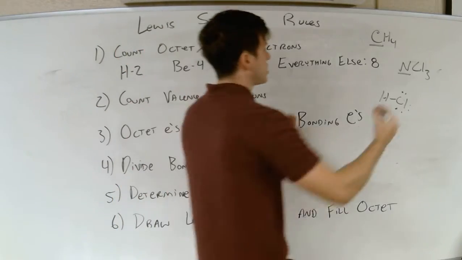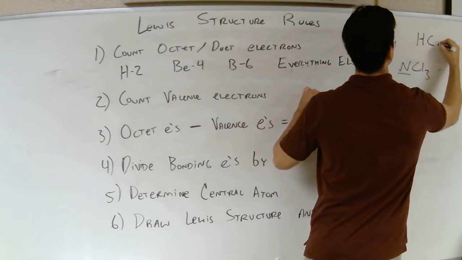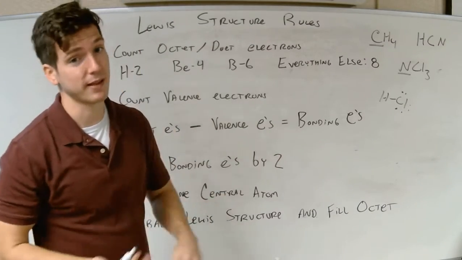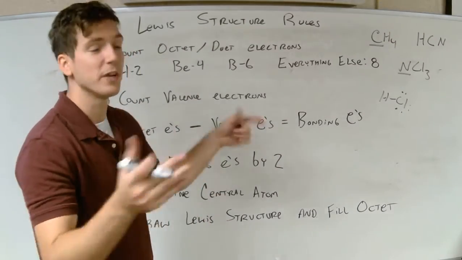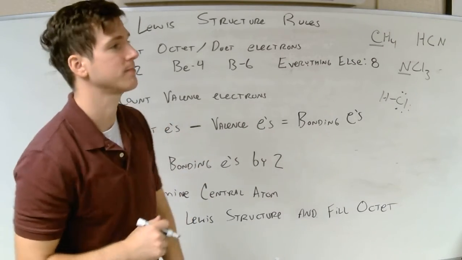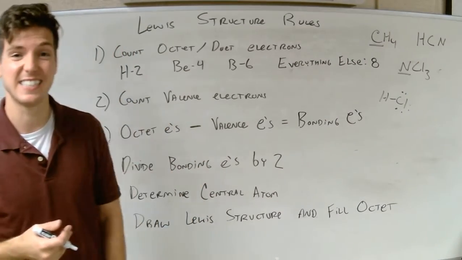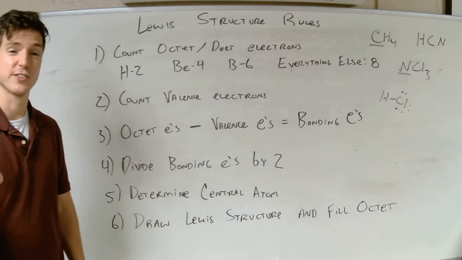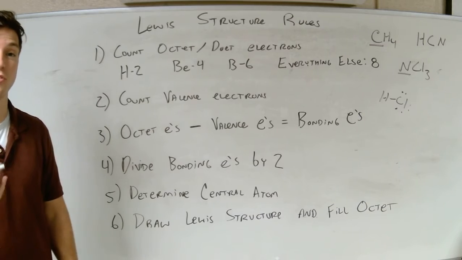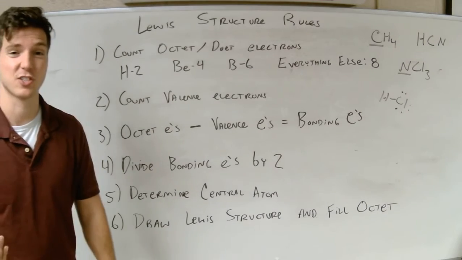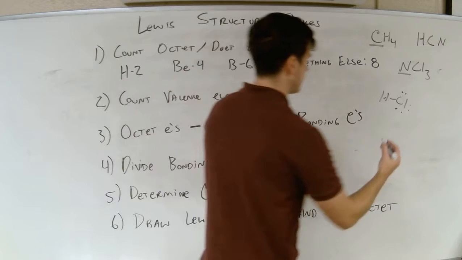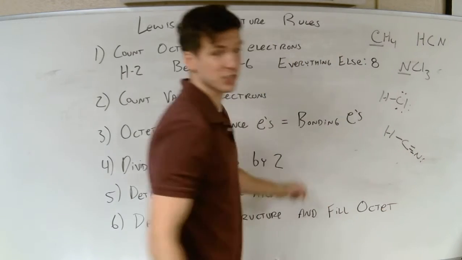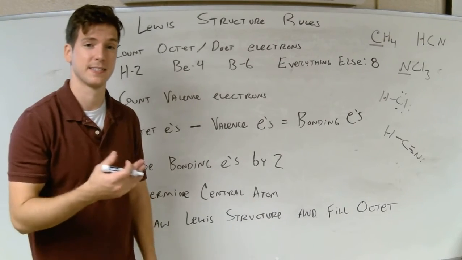Central atom, one more thing about it. You might have a situation where you have multiple elements that are by themselves, like in HCN. H is by itself, C is by itself, N is by itself. Which one is going to be my central atom? It's the one that's the least electronegative. If I look at HCN, C is the furthest left on the periodic table. It is the least electronegative. It doesn't attract electrons very much. So as you'll see, when we set up our HCN Lewis structure, C will be in the center.